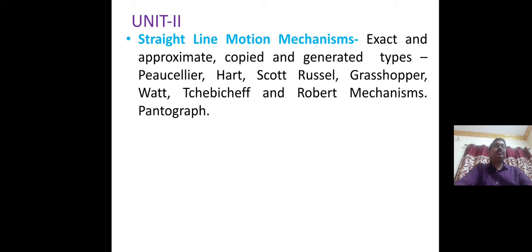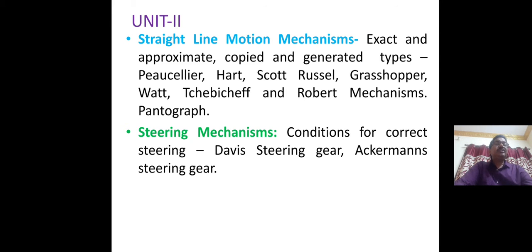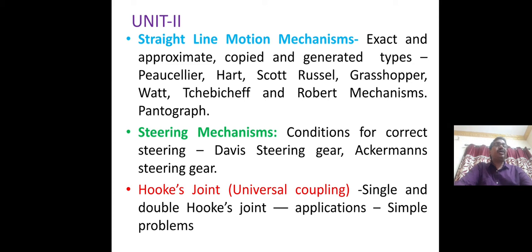Examples include the Peaucellier, Hart, Scott Russell and Grasshopper, Watt, Chebyshev and Robert mechanisms, and the pantograph. So these are some of the straight line mechanisms. Next, the second chapter in this second unit: steering mechanisms, conditions for correct steering, Davis steering gear and Ackermann steering gear. So these are the two types of steering gear mechanisms.